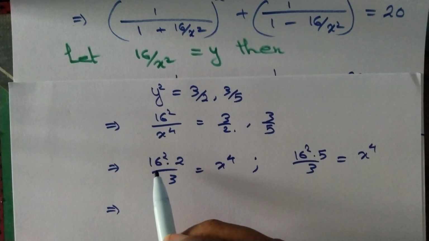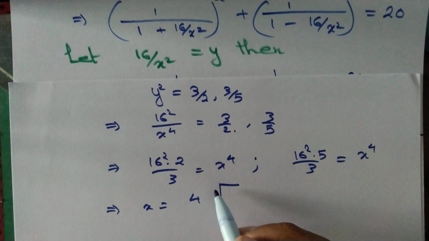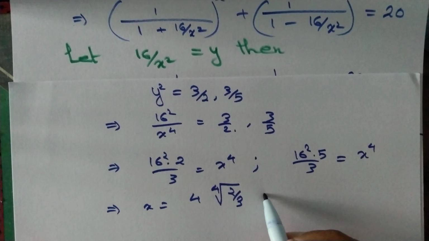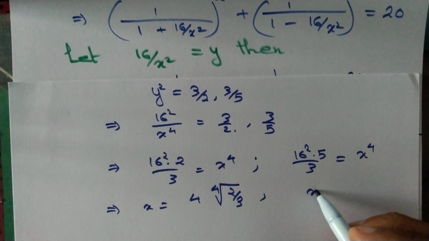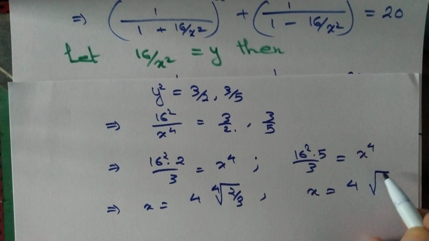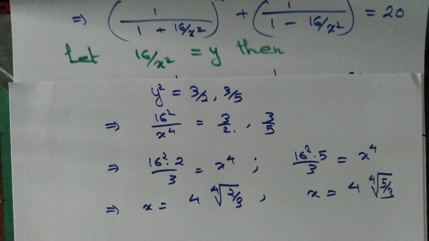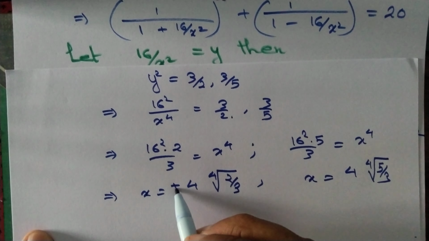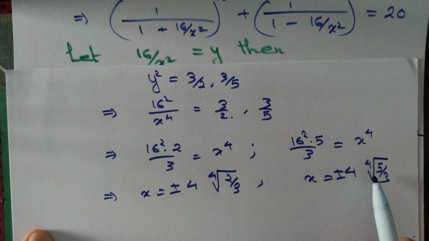Now 16 square is 4 to the power 4, so x equal to 4 into the 4th root of 2 by 3. And here also 16 square is 4 to the power 4, so x equal to 4 into the 4th root of 5 by 3. Of course, when we take the square root or 4th root, we can take plus or minus. So we have 4 real roots.